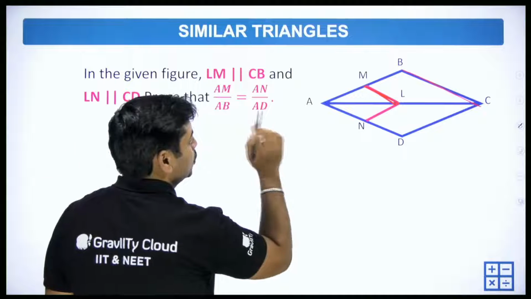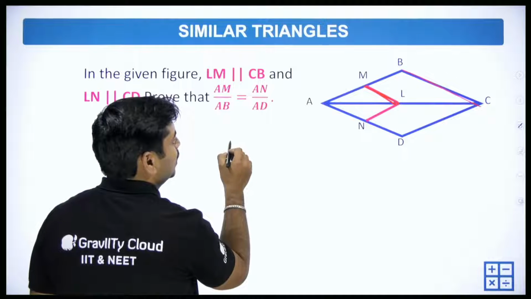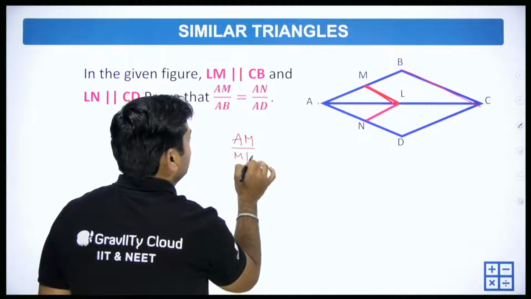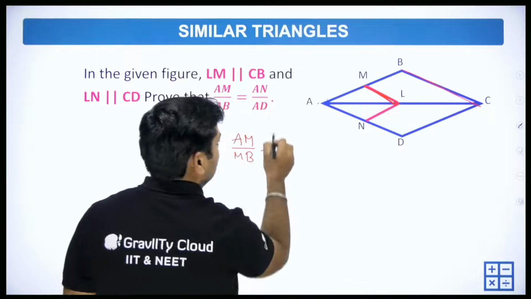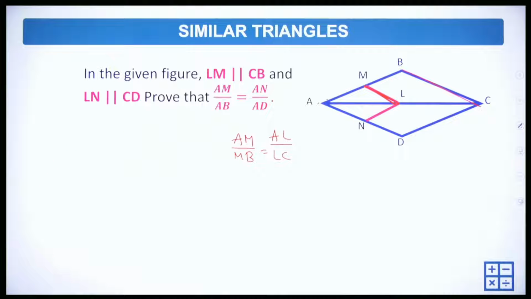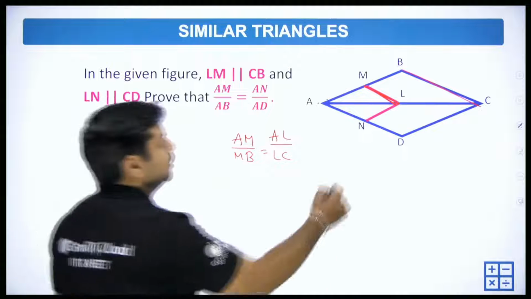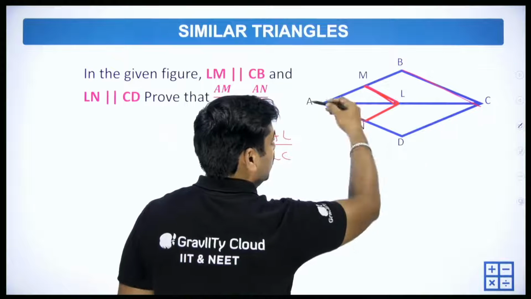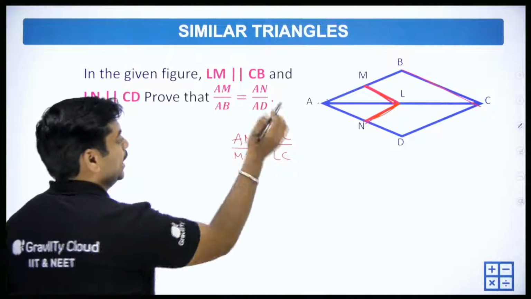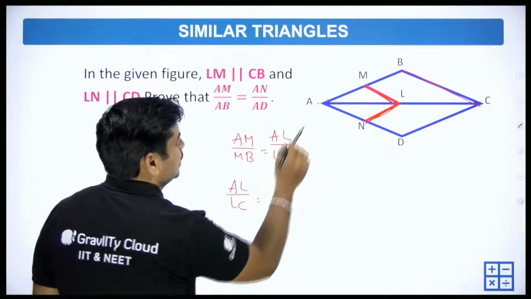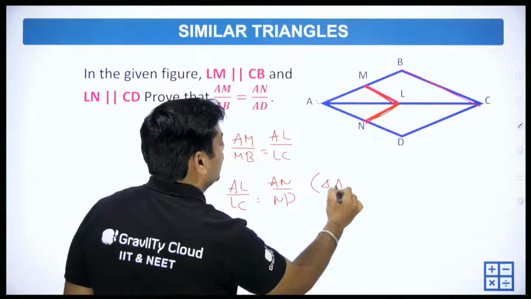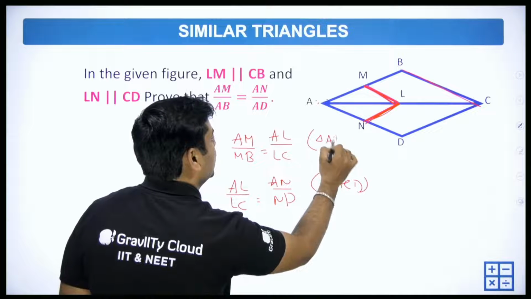If you use the basic proportionality theorem in ABC, we can say that AM by MB is equal to AL by LC, as these two are parallel. That is the first thing we can bring from this theorem. And in the same way, this side also, for this triangle ACD, this will be in proportion if you carefully observe. So AL by LC is equal to AN by ND. So this is with respect to triangle ACD, this one with respect to triangle ABC. Correct?